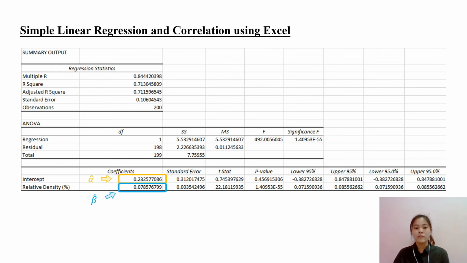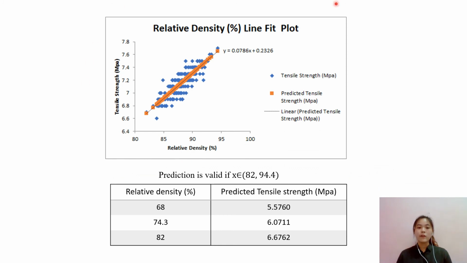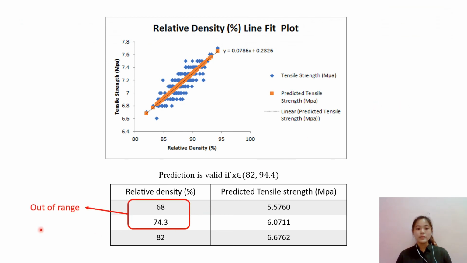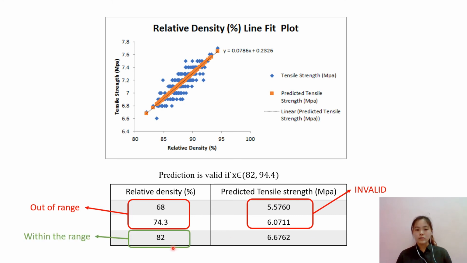So we can get the values of alpha hat and beta hat, and from these two values, we can obtain the linear equation. We can also obtain the graph as shown in this figure. Based on the graph, we know that the prediction is valid for relative density in the range of 82% to 94.4%. From the question, we need to predict the tensile strength for relative density of 68%, 74.3%, and 82%. The first two values are out of the range, so the predicted output is invalid. For 82%, it is within the range, so the predicted output is valid.